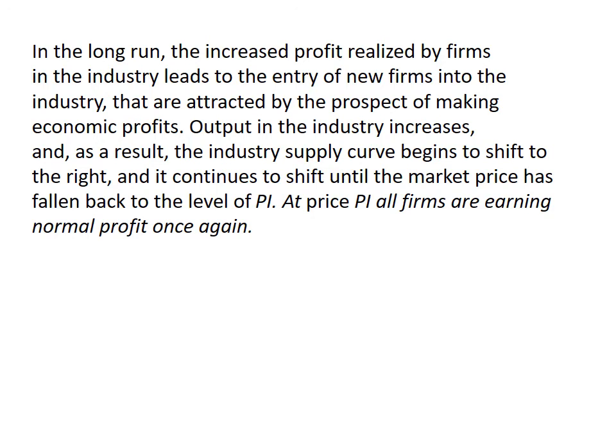In the long run, the increased profit realized by firms in the industry leads to the entry of new firms into the industry that are attracted by the prospect of making economic profits. Output in the industry increases, and as a result, the industry supply curve begins to shift to the right, and it continues to shift until the market price has fallen back to the level of P1, the original price. At the price P1, all firms are earning normal profit once again. So that's a lot to take in, but let's look at it graphically.